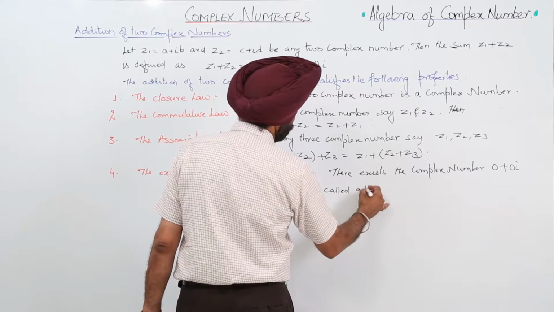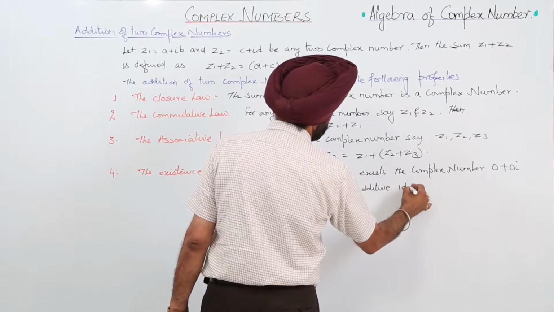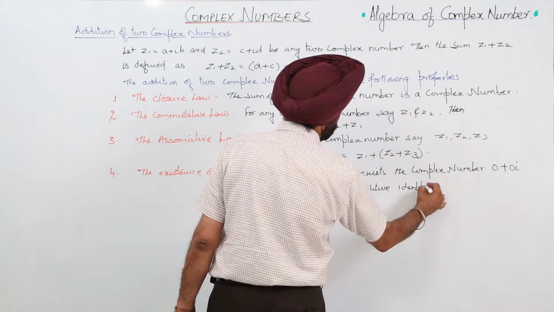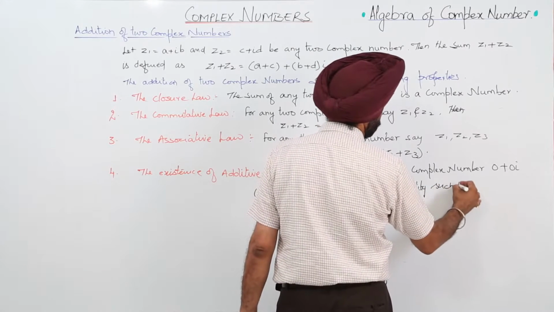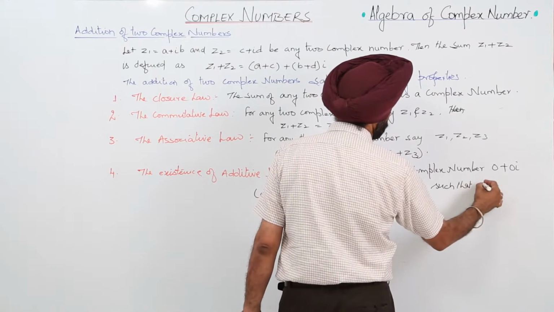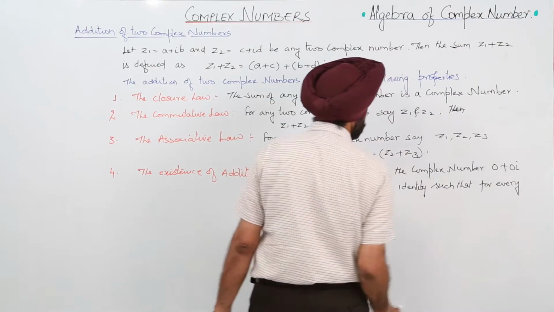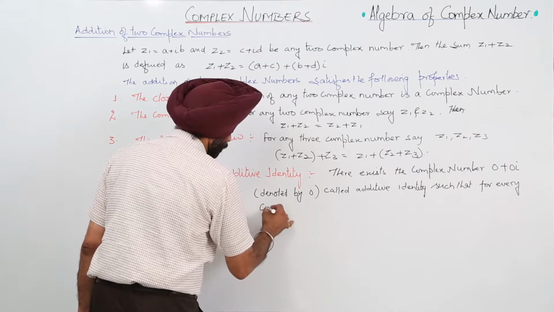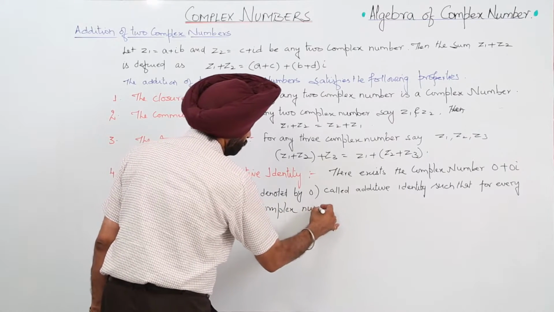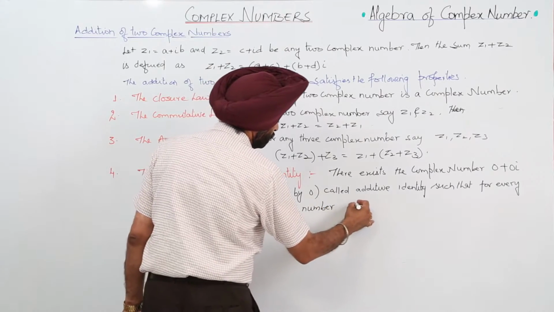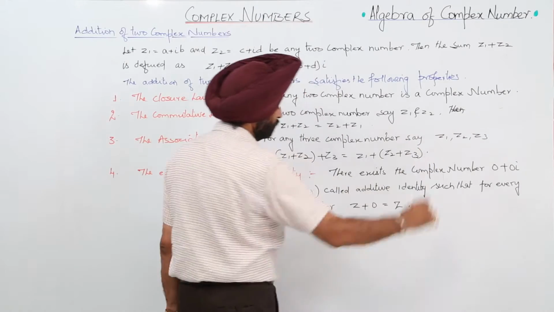So there exists the complex number 0 plus 0 iota denoted by 0, called the additive identity, such that for every complex number, a complex number added with 0 is always that complex number.